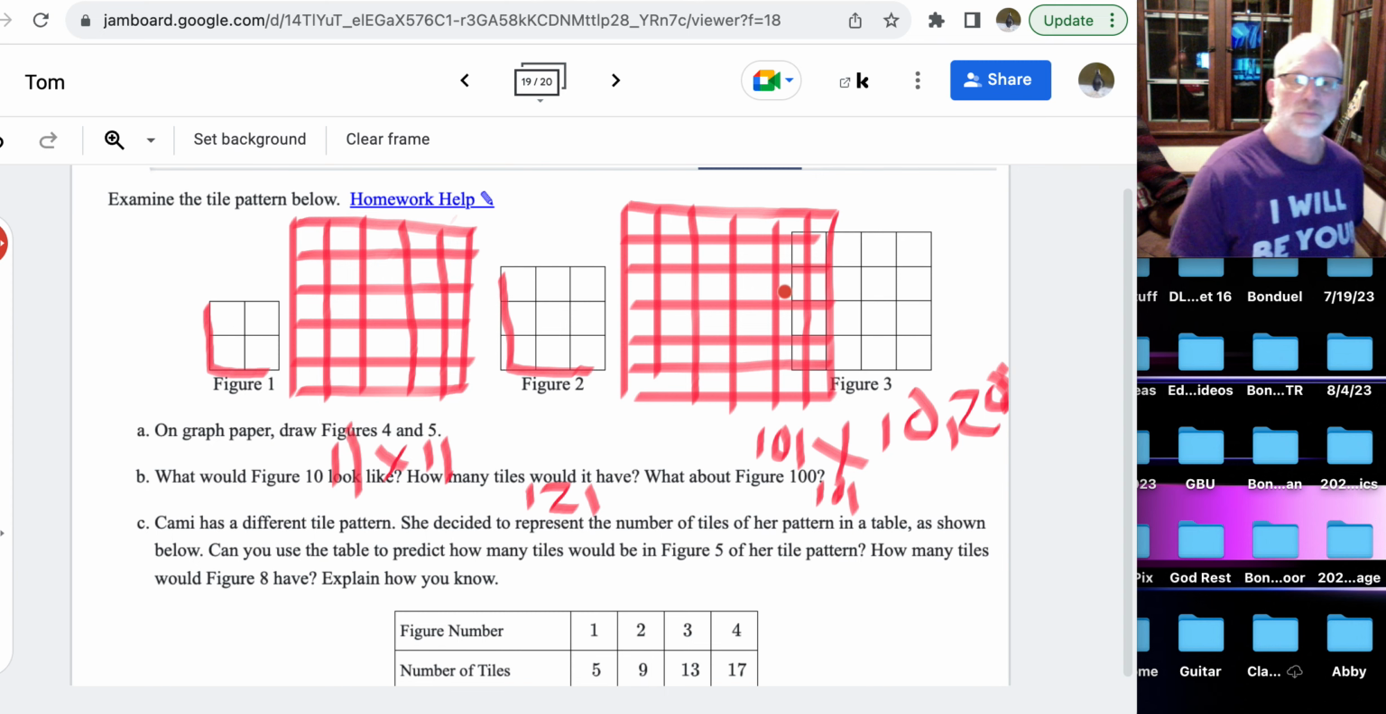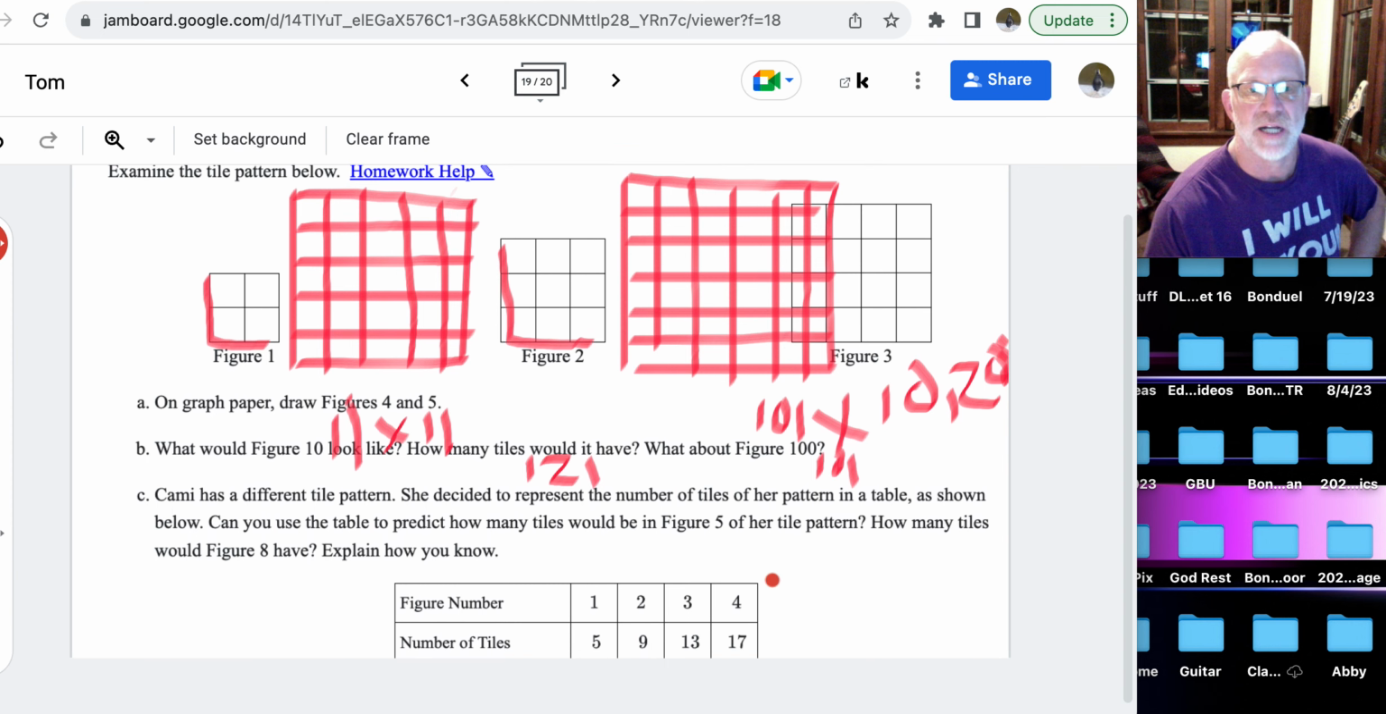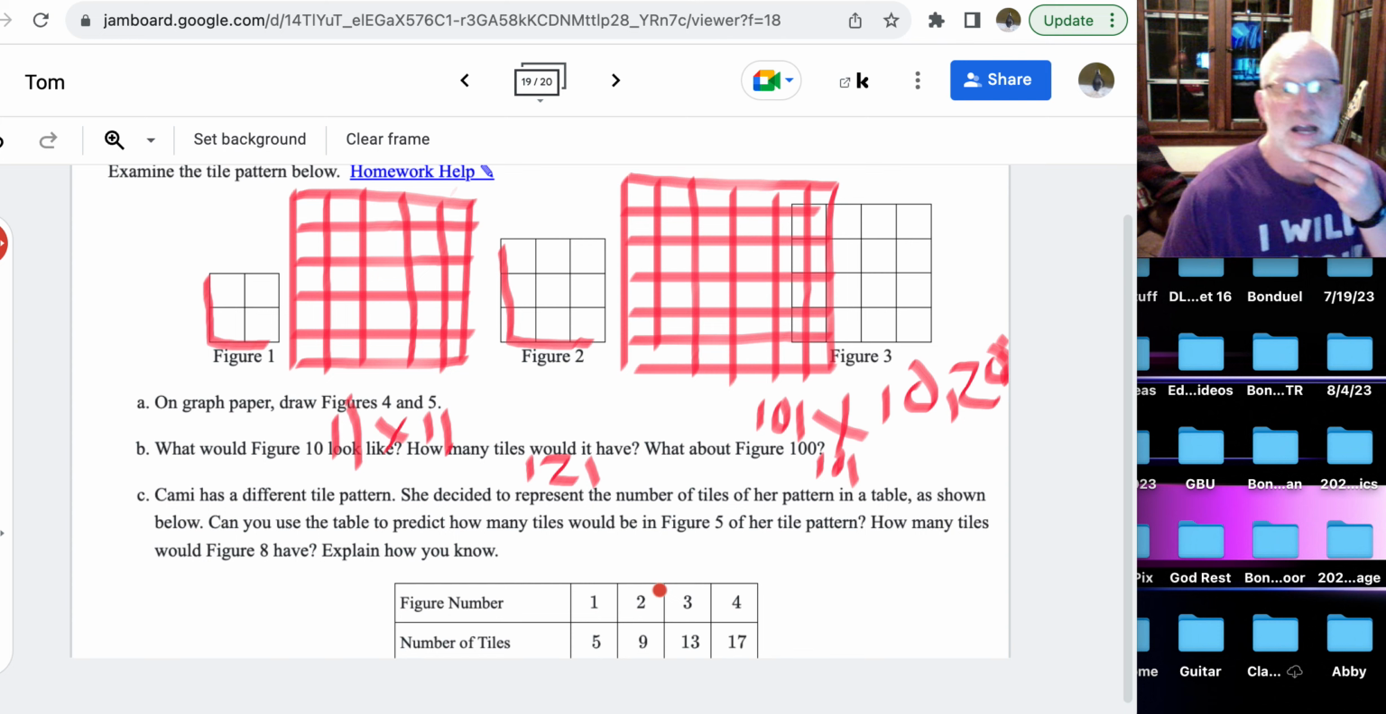Okay. Cami has a different pattern. She decided to represent the number of tiles of her pattern in a table as shown below. Can you use the table to predict how many tiles there would be in figure 5? So we went through here, and I think what most people noticed was that this goes up by 4. So it went 5 to 9 was 4.